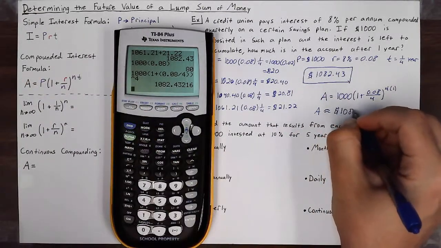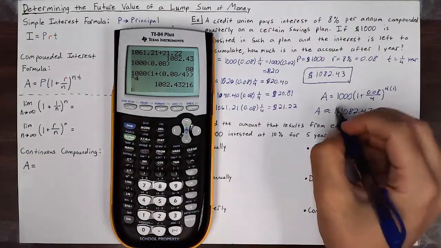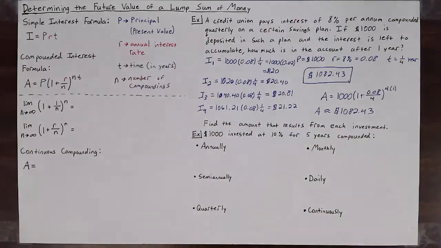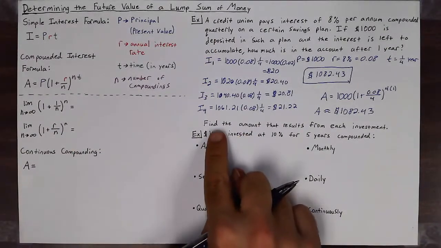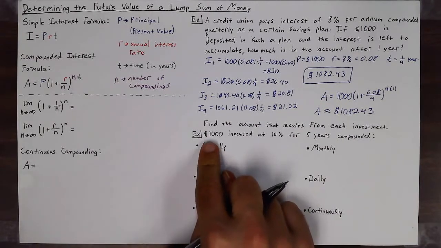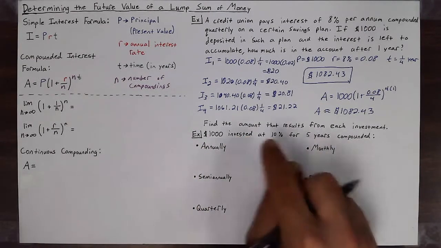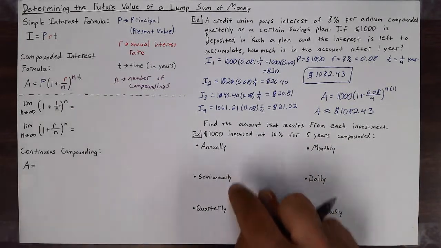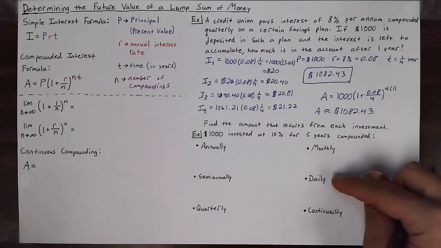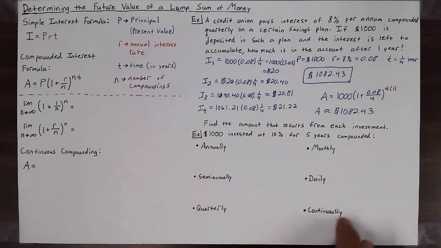So it's a quicker way to accomplish the same goal instead of having to reiterate on it over and over again. So let's put this into practice. Let's say we want to find the amount that results from each investment, which is $1,000 invested at 10% for 5 years, compounded annually, semi-annually, quarterly, monthly, every single day, daily, and then continuously. And I'll get into that aspect in just a moment.